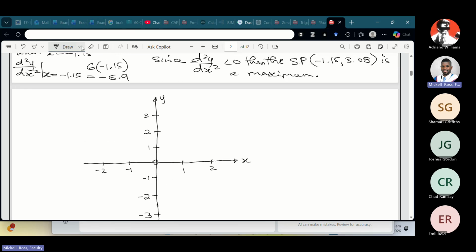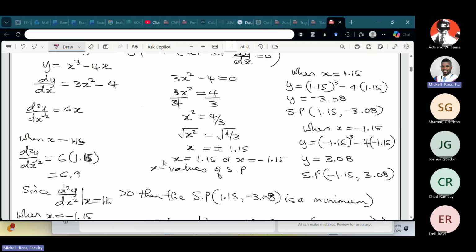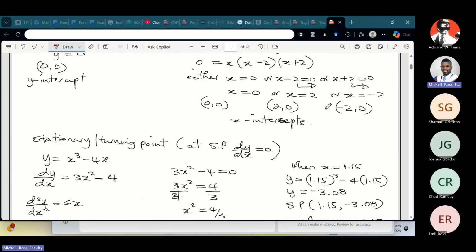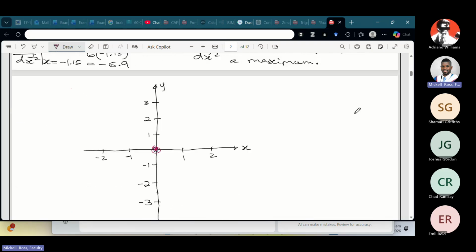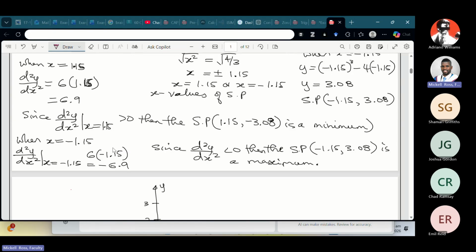Let's use a different color to represent the graph. One of the points of intersection is going to be 0, 0, which is the origin. So we know that one point is right there. 2, 0 and -2, 0. So one point is going to be here at 2, 0, and one is going to be here at -2, 0. Those are the points of intersection with the axis.